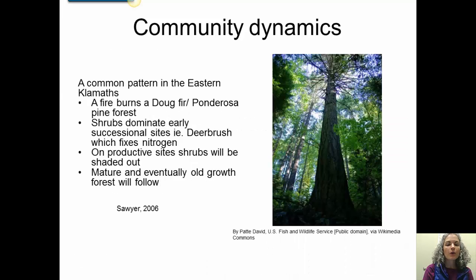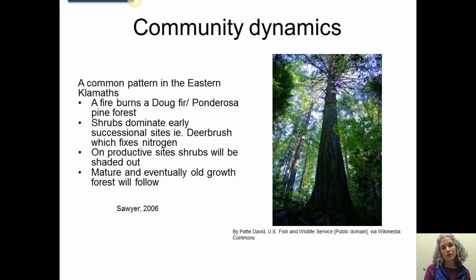So John Sawyer gives an example of this that we commonly see in the eastern Klamaths, where you would have a fire coming through and burning a Douglas fir, ponderosa pine, montane forests. After that fire, when there's a lot of light reaching the forest floor, we see a lot of shrubs coming in. These are shrubs such as deer brush, which is an example of a plant that fixes nitrogen. We talked a little bit about that already. So that's an example of a pioneer species.